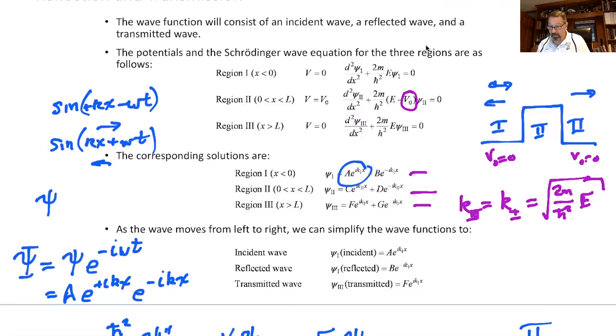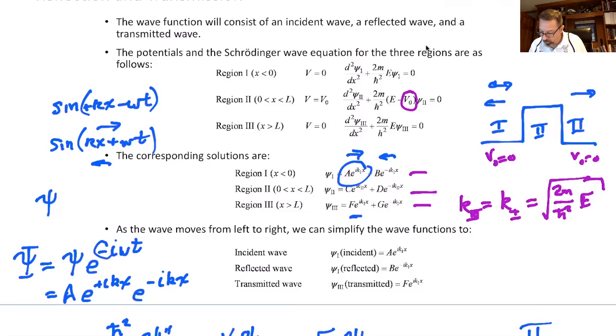Well, they could both be negative and also going to the left. It could be minus kx minus omega t. That would still be going to the left. And so the way we interpret these two solutions in region 1 is the one with the positive exponent, because the omega would be negative, that one's moving this way. And the one with the negative is moving the other direction. And same thing out here in region 3.